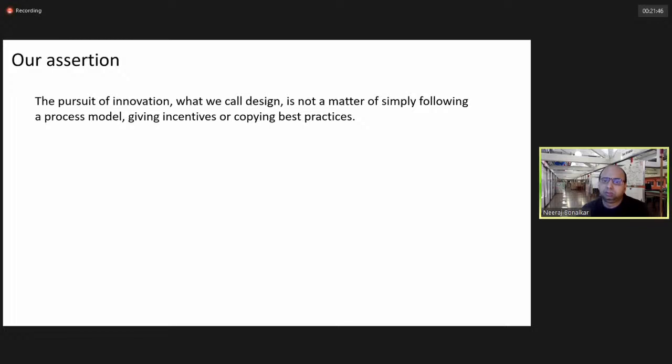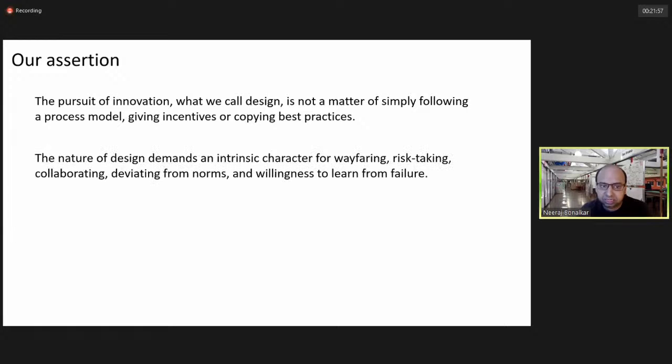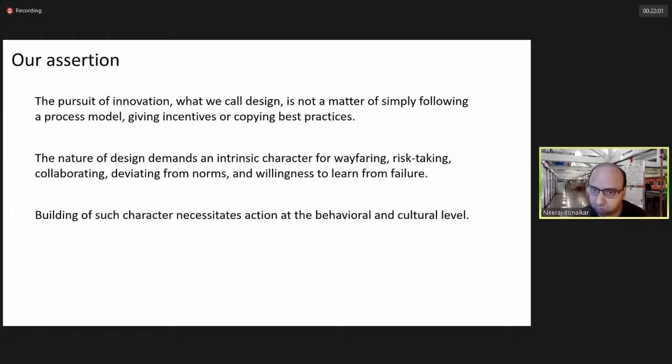So what we have learned through our practice, through our research, through our working with various companies in various sectors across the venture field and the corporate field, is a few things. First of all, innovation, the pursuit of it, which is what we call design, is not simply a matter of process. Just because you know a model doesn't mean you will be successful. It is not a matter of best practices. It's not a matter of copying other people or giving incentives.